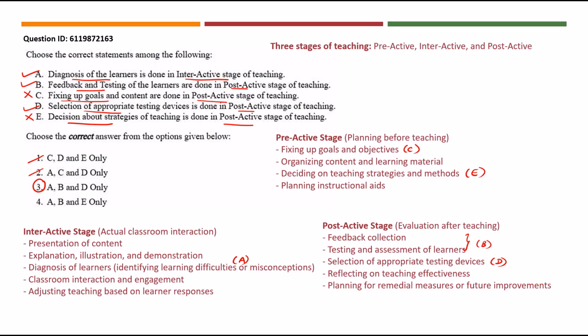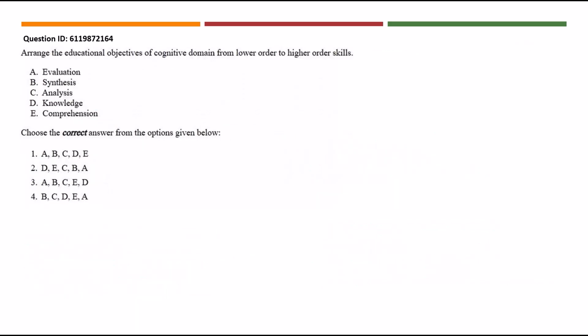So we will even rule out option 4. The teaching strategy has to be decided in the pre-active stage, that is during the planning stage. So for that purpose only we are ruling out option 4. Next question. Arrange the educational objectives of cognitive domain from lower order to higher order skills.